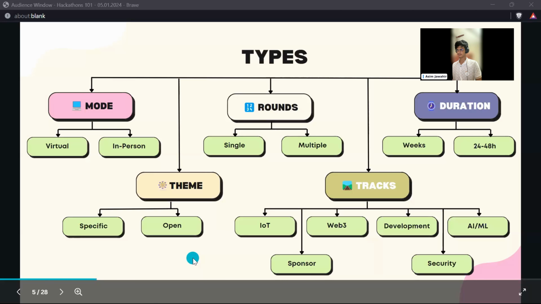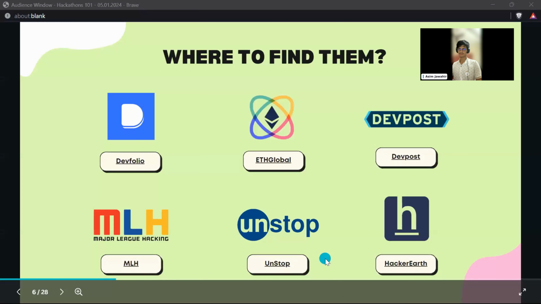Now that we've spoken about the different types, the obvious question is where you can find these opportunities. These are some of the platforms listed here. There are more. Number one is Devfolio. Devfolio is an Indian company that does a lot of hackathons in India and even abroad. ETH India, for instance, is done by them in collaboration with ETH Global. You can head over to devfolio.co and find these.